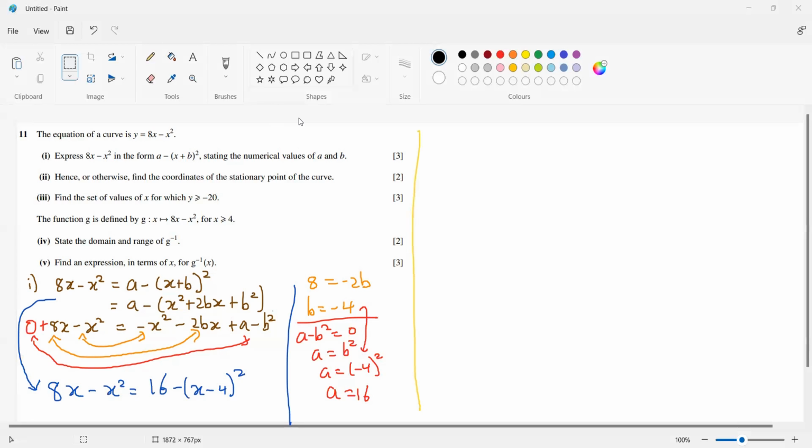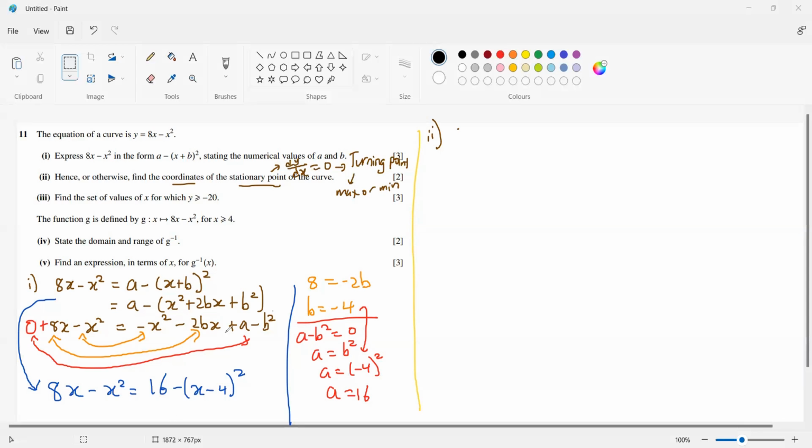Okay, now let's go for the second part. Let's see what they're talking about. Hence, or otherwise, find the coordinates of the stationary point of the curve. Stationary point means when dy/dx equals 0. So dy/dx equals 0, then we need to find the coordinates of the point. That is one way of looking at it. That's why they say you can use hence or otherwise. But another way of looking at it, dy/dx equal to 0 occurs when it's a turning point. Turning point means where the curve turns the gradient, and that means it's either a maximum or a minimum.